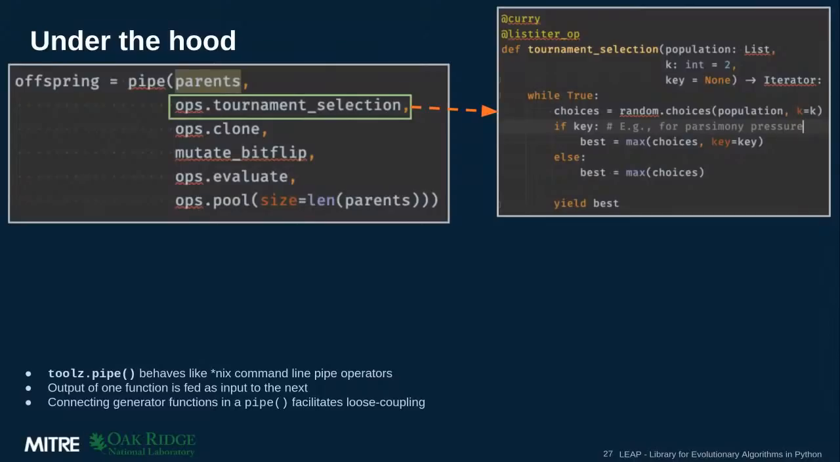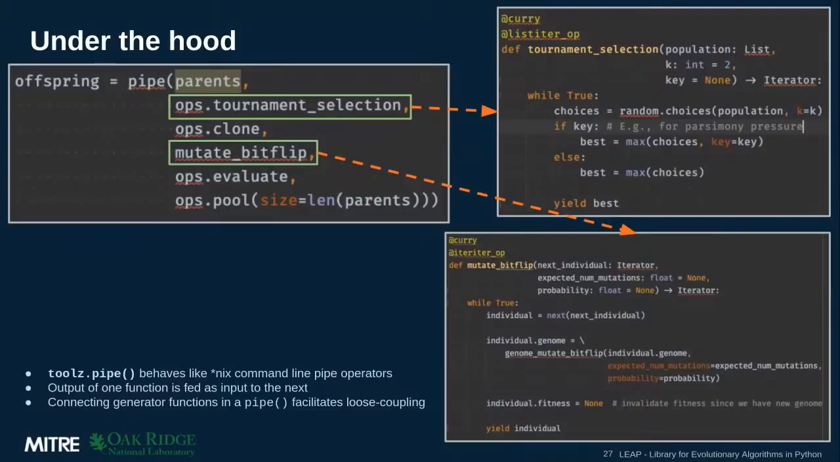Tournament selection takes that population, and imagine it's a vending machine where you just press a button and it yields an individual. So you see this infinite loop and this yield. That means that this is a Python generator function. So it will just keep on, on demand, selecting two individuals by default, and it returns you the best one, or yields the next one to the next operator down the line.